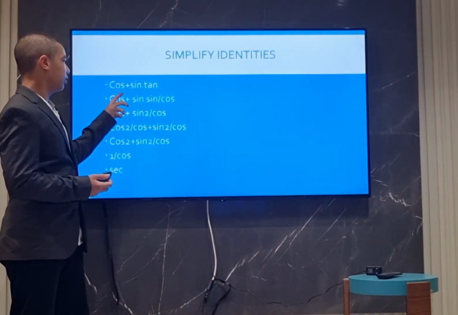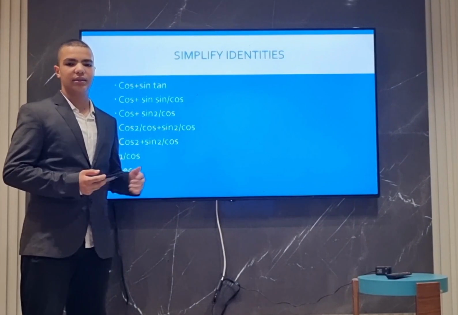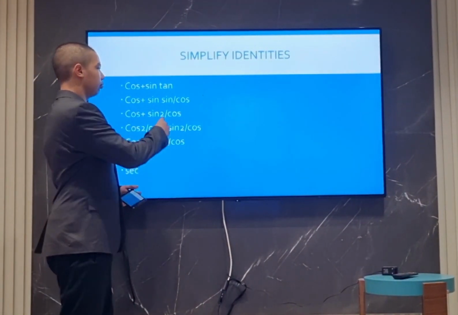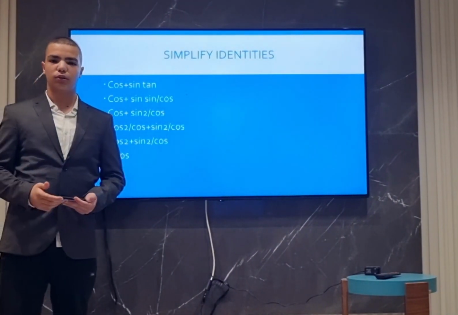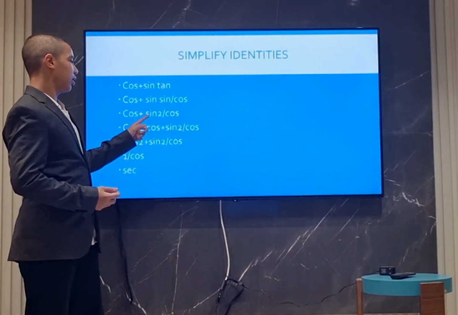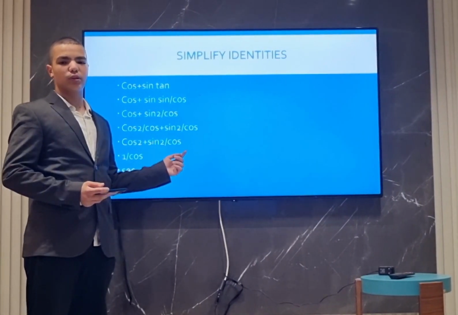So here we have a cosine, we will leave it, plus sine, we will leave it as it is, multiply tan. Tan, we will change it into sine over cosine. Then we will multiply sine over cosine. It will be cosine plus sine power 2 over cosine. Then we will add, and the answer will be cosine power 2 plus sine power 2 over cosine.